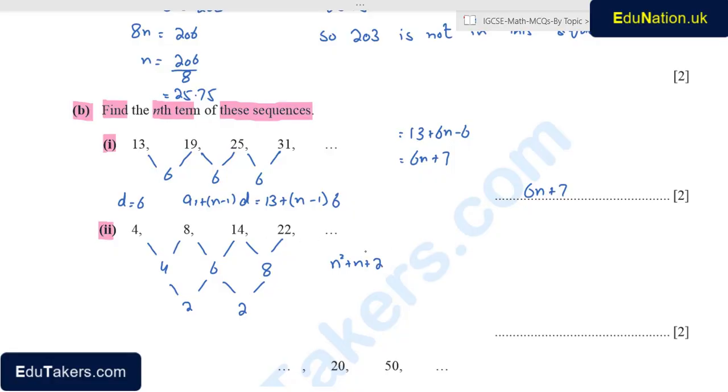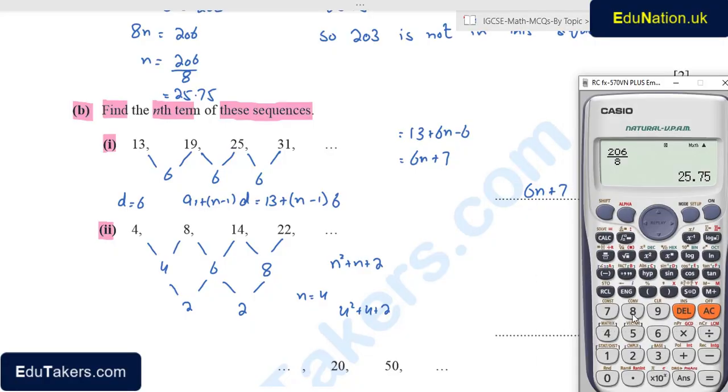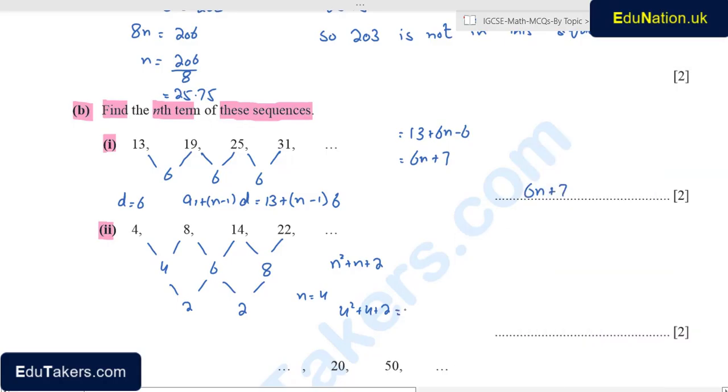We will check it for the fourth term. Let's say n is 4. Then this will be 4 square plus 4 plus 2. 4 square plus 4 plus 2 is 22, which is the fourth term. So the nth term is n square plus n plus 2.